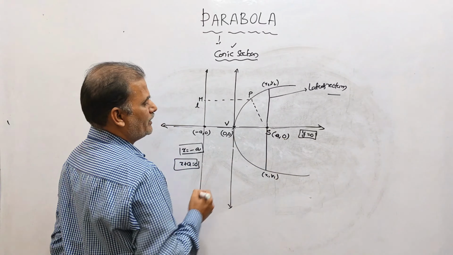Here x is equal to a. When x is a, 4a into a, it should be 4a square. If y square is equal to 4a square, y is equal to plus or minus 2a. That means the y value here is positive 2a, here negative, equal to minus 2a. Therefore, the endpoints of the latus rectum are a comma 2a and a comma minus 2a.